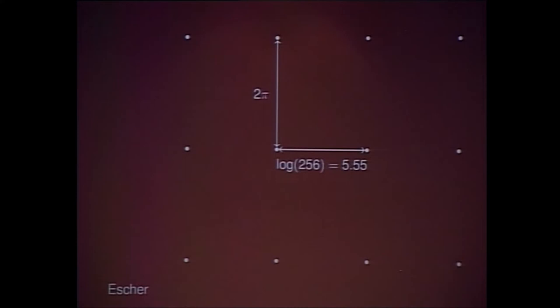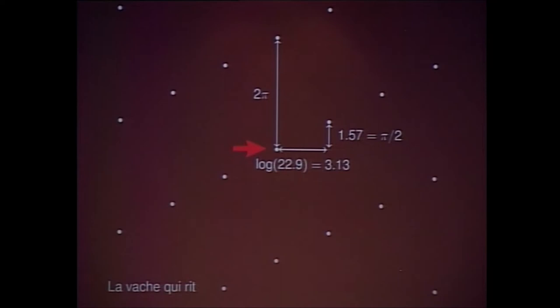That gives you 4 out of my collection. The laughing cow I left out because it is a little bit special, but it is still interesting to see what happens, because in this case in the wallpaper pattern you have to represent simultaneously both the zoom in factor and the rotation. It is not just a straight zoom in, but at the same time you rotate, you turn it around over 90 degrees, over pi over 2. So in the period lattice, that means that if you zoom in over a factor of about 23, then you shift by 3.1. And at the same time, you turn over pi over 2, which is a quarter of the total 2 pi.